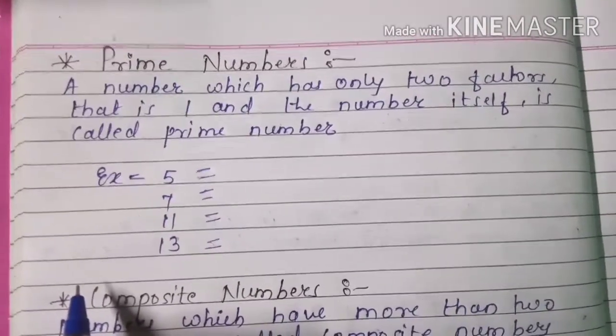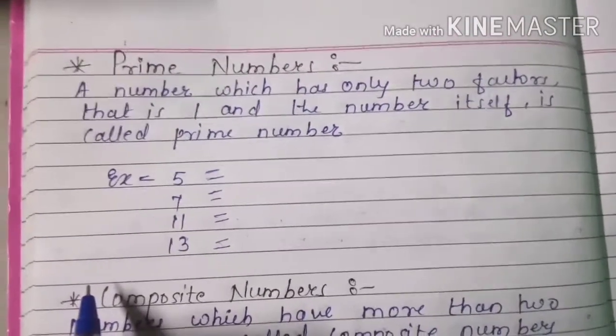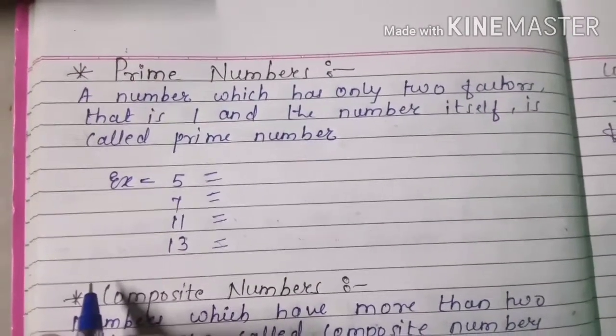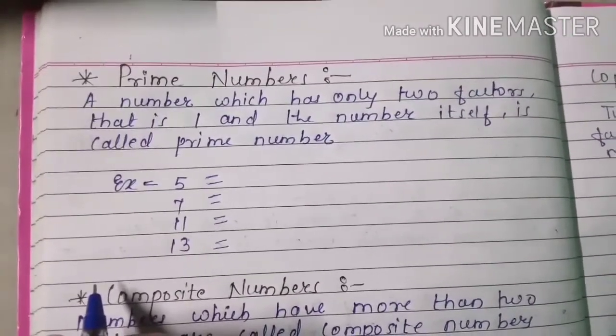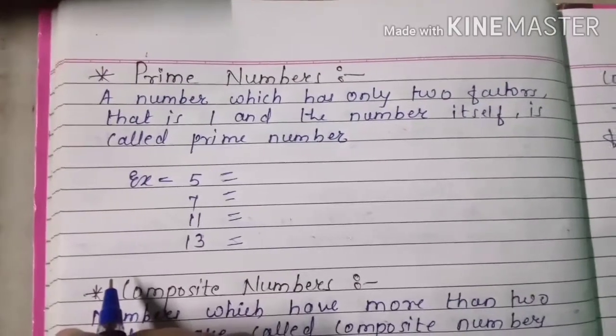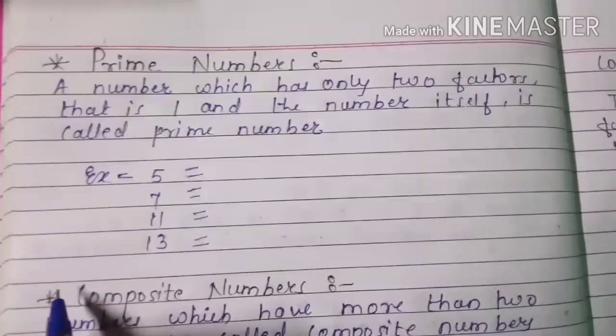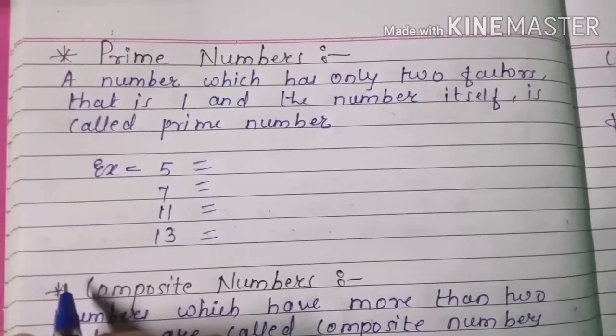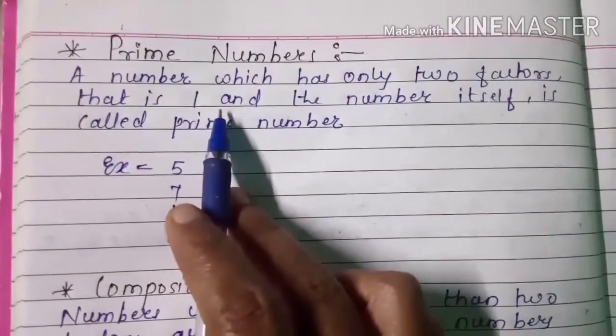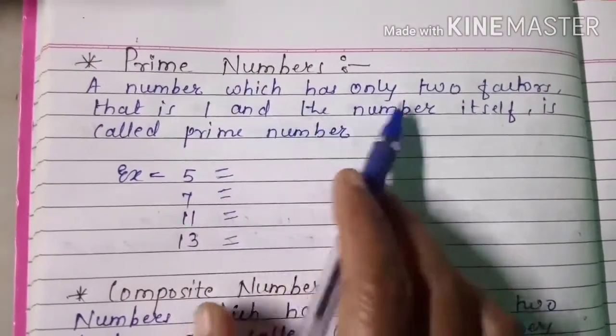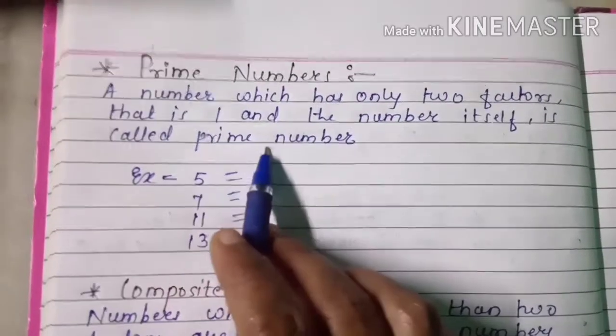It's learning time. So children, in this video I'm going to explain to you about prime numbers, co-prime numbers, composite numbers as well as prime factorization. So see here, children, let us study the definition of prime numbers. A number which has only two factors, that is 1 and the number itself, is called a prime number.